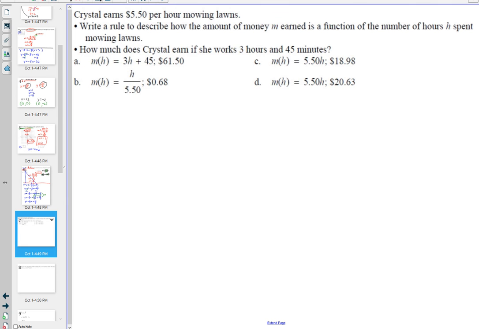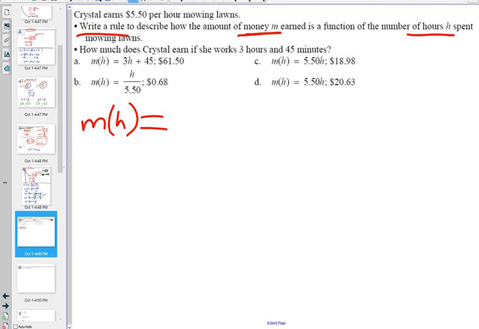All right, here's another one that was missed quite frequently, functions. This is what you would have done before you got to me. I realize there's also words, but okay. Crystal earns $5.50 per hour mowing lawns. I think she needs to go on strike to try to make more money, but the first thing they wanted her to do is to write a rule, write a function. That's the way of saying write an equation. That equation should model the amount of money as a function of the amount of hours. So the equation is going to be for money, but money depends on hours. That's function notation.